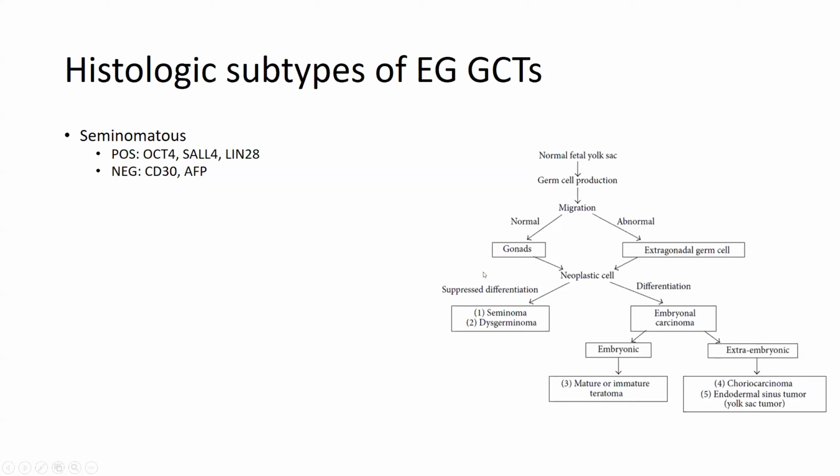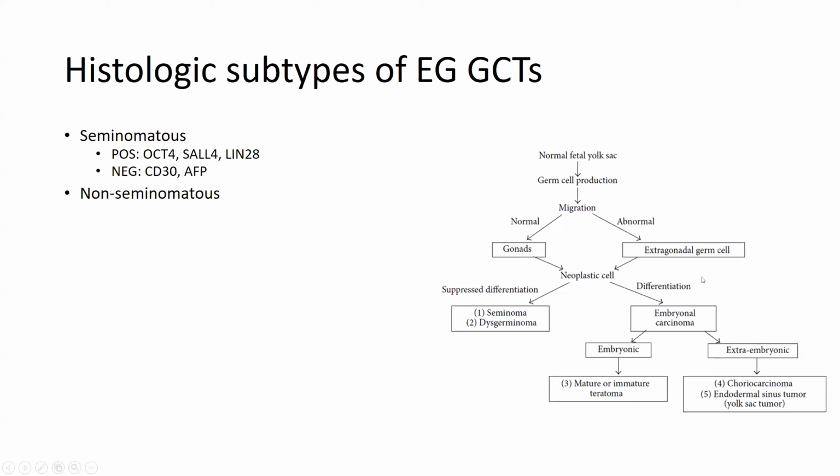So I will touch briefly on each of these different types once we can see them. But for the seminomatous type, we just keep in mind that they are usually always positive for the immunohistochemistry markers OCT4, SALL4, and LIN28, and they're negative for CD30 and alpha-fetoprotein.